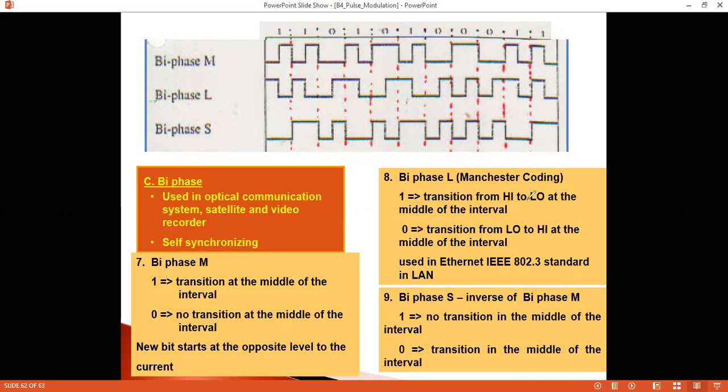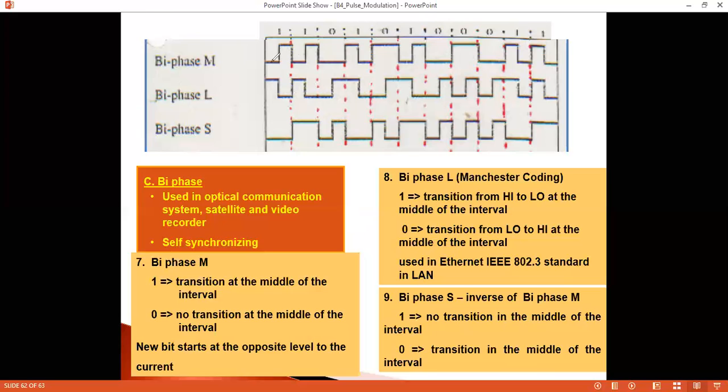Okay, biphase L, also known as Manchester coding. If 1, it transitions high to low at the middle of the interval; 0, low to high. Biphase S is the inverse of biphase M. 1, no transition in the middle of the interval; 0, transition in the middle of the interval. And at every new bit, it will change to the opposite sign.